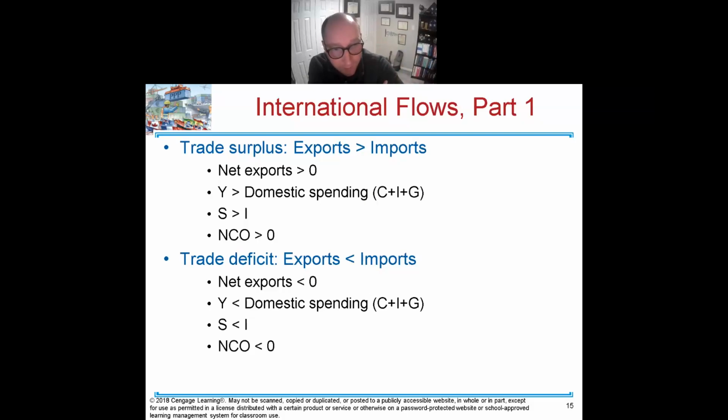Makes perfect sense. With a trade deficit, your net exports are going to be less than zero. Gross domestic product is going to be less than your gross domestic spending. Savings will be less than your investing, and your net capital outflow will be less than zero. There's a deficit. Makes sense. Less than zero means it's going to be negative.